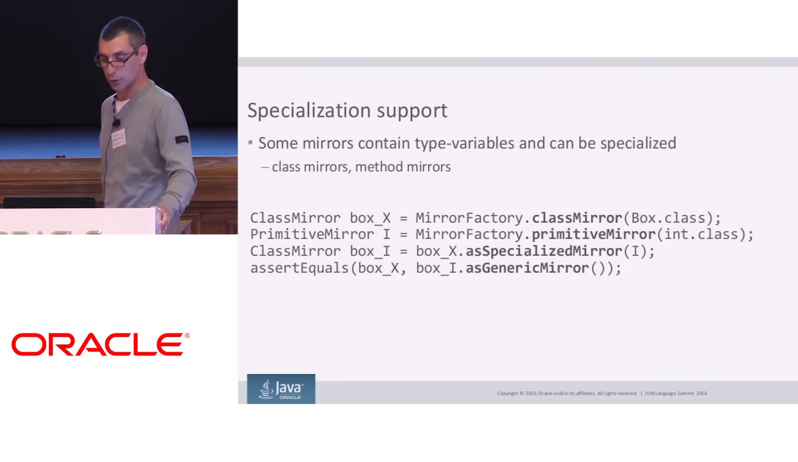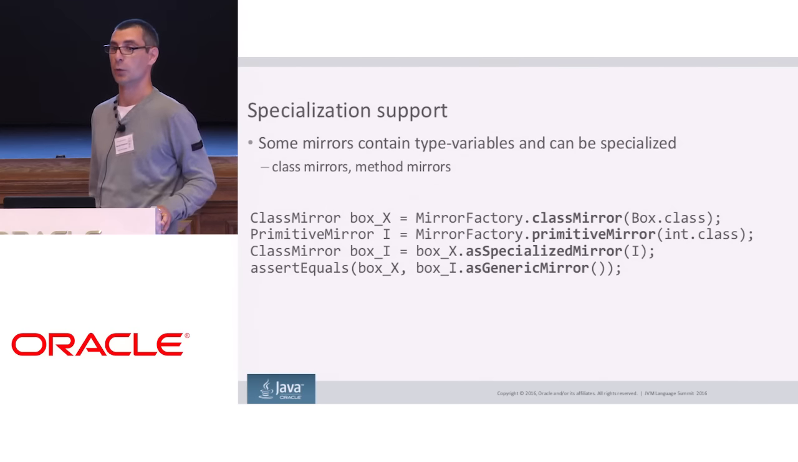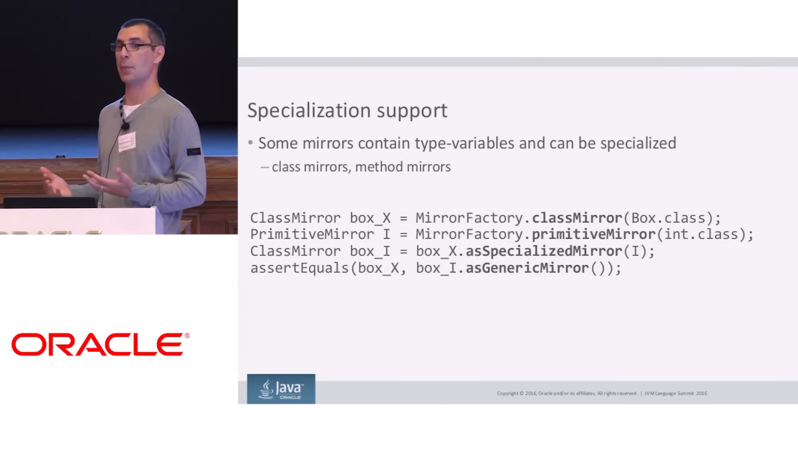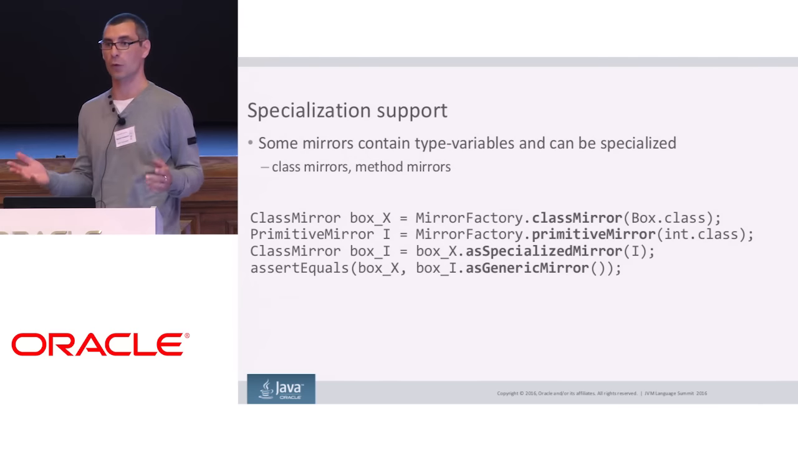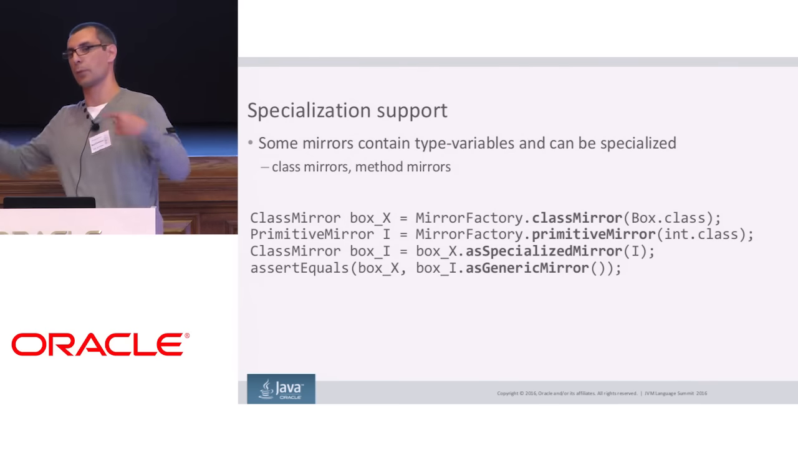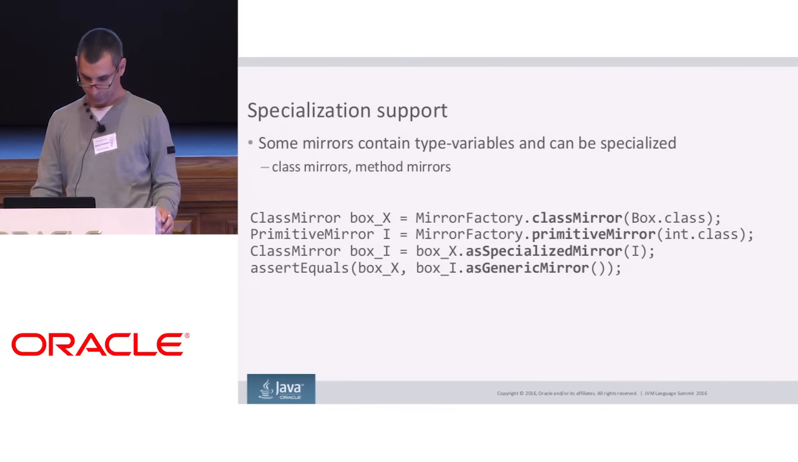Of course, we need to be able to support specialization, which means some of those mirrors are going to be specializable. When a mirror is specializable, it will basically offer an extra API point to go back and forth between the specialized representation and the base declaration representation. So if I have a box of x, I can ask the box of x mirror to get me the specialized representation for box of int, and that will work. And I can also go back from box of int to box of x.